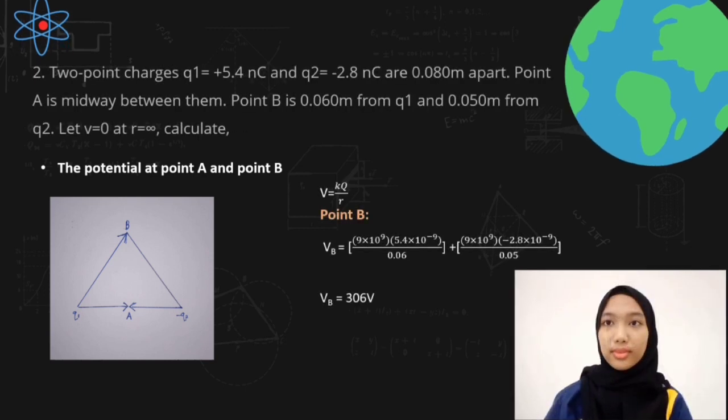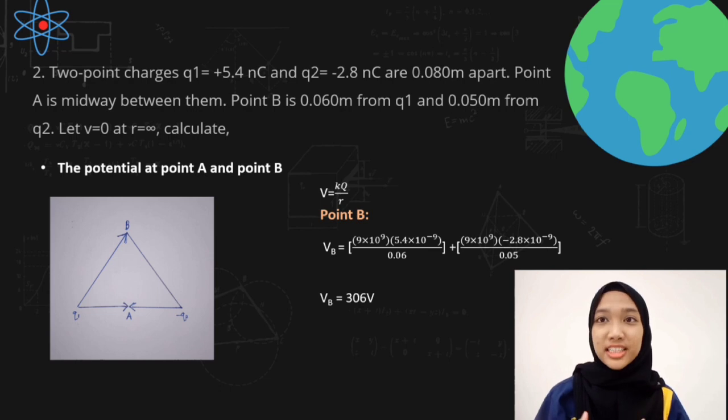Next, to calculate the electric potential at point B, we use the same method as point A, which is we substitute the values in the formula KQ over R. So the electric potential at point B is 9 times 10 to the power of 9 times 5.4 times 10 to the power of negative 9 divided by 0.06 meter plus 9 times 10 to the power of 9 times negative 2.8 times 10 to the power of negative 9 divided by 0.05 meter. So the electric potential at point B is 306 V.